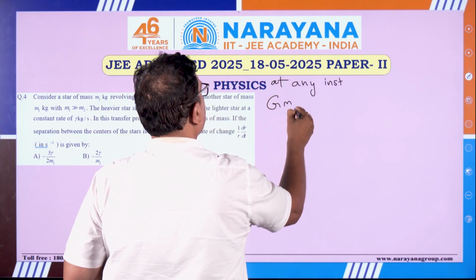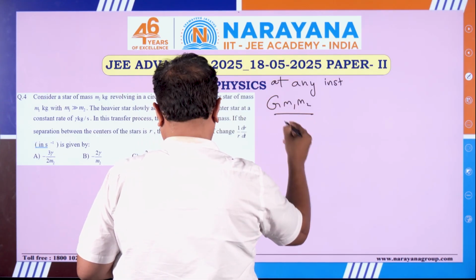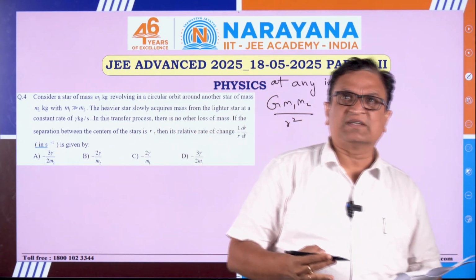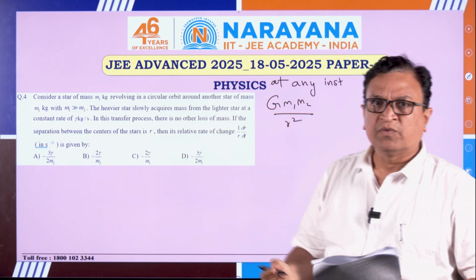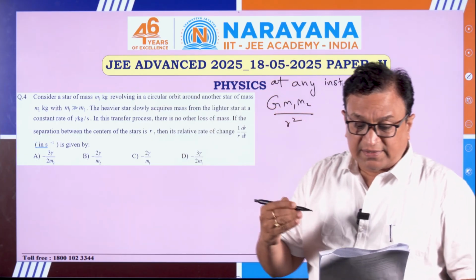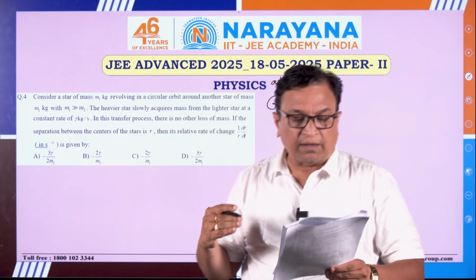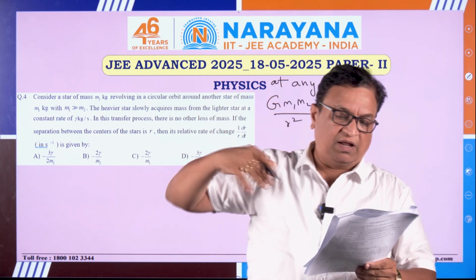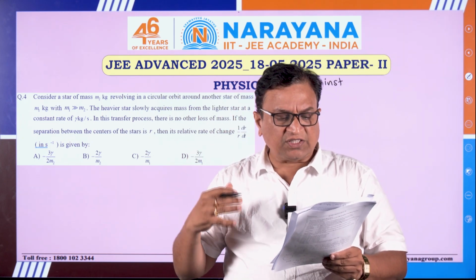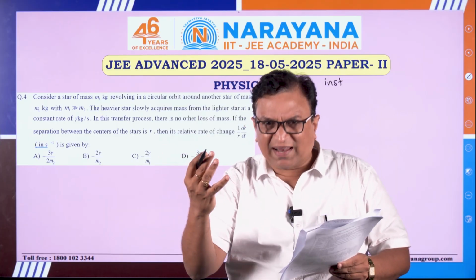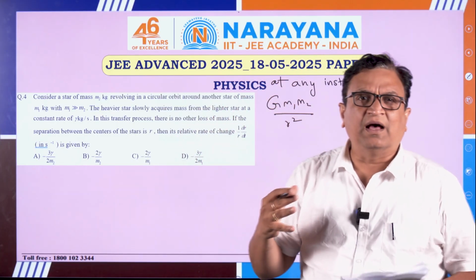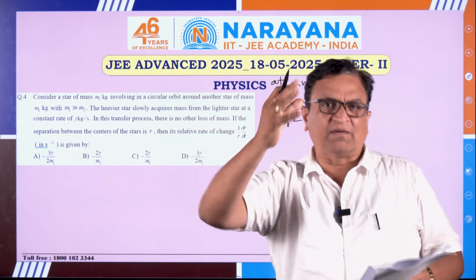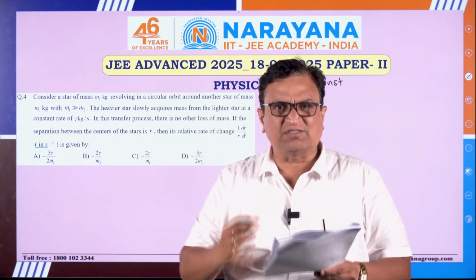G m1 m2 by r square. We are assuming one star of mass m1, the other star of mass m2, and here one is moving around the other. M2, which is a lighter one, is moving around m1. So the heavier star slowly acquires mass. In astronomy, they will show one black hole swallowing another one, something like this. A similar situation.